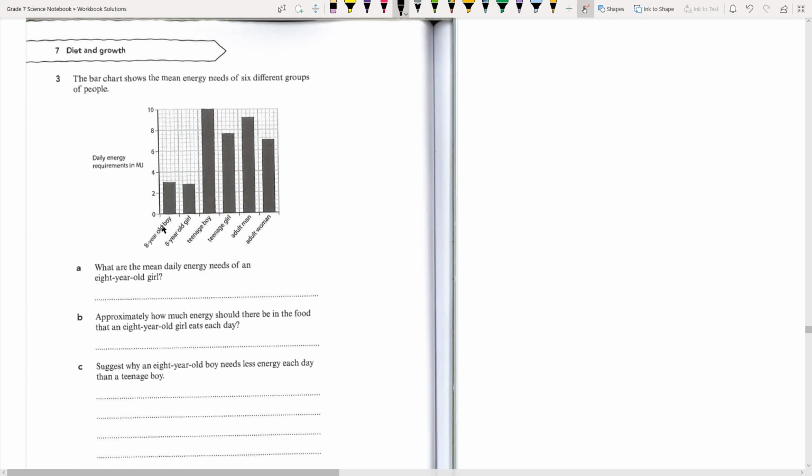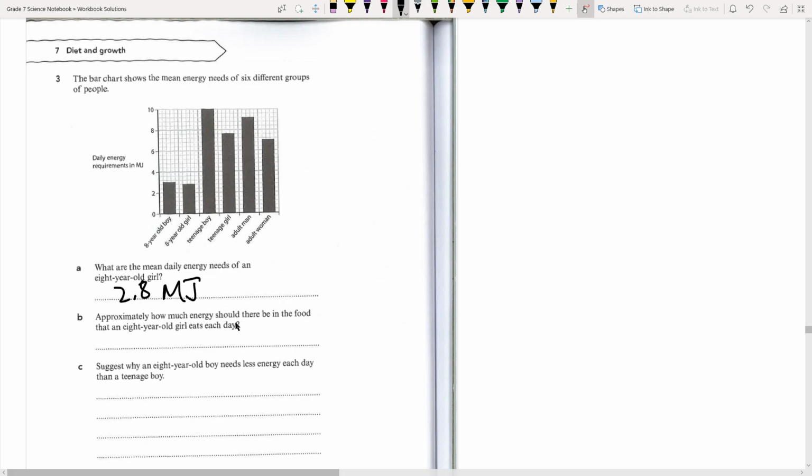Now, this is the bar chart again. What are the main daily energy needs for an 8-year-old girl? Right, this is in megajoules. For an 8-year-old girl, that is going to be around 2.8, right? So 2.8 megajoules. You can just simply track these because this is from 2 to 4, and 5, so it's nearly 2.8.